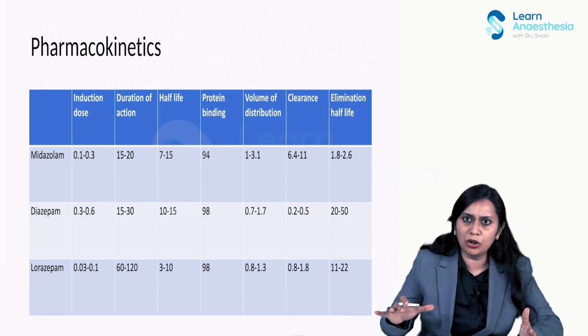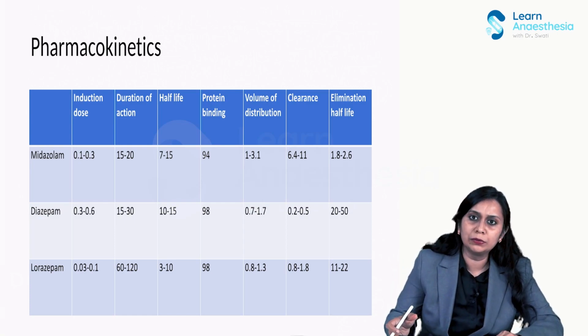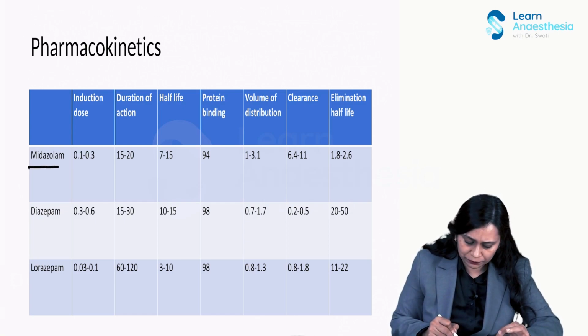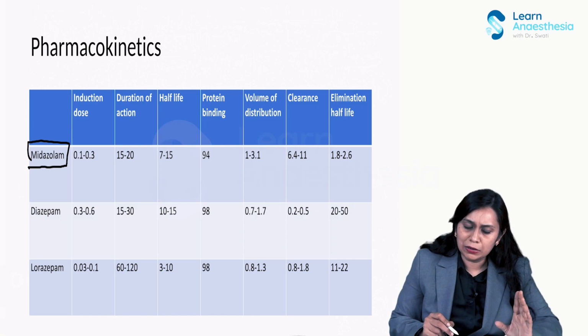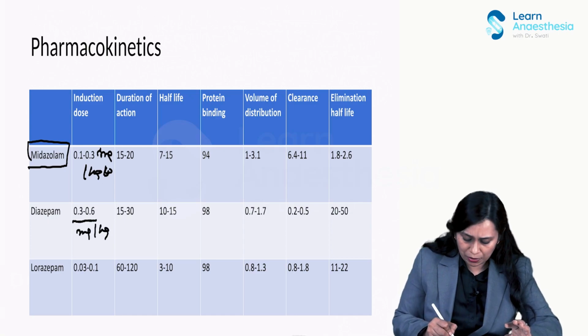Now let us discuss the pharmacokinetics of midazolam, diazepam and lorazepam. I will just compare and contrast them, then it would be easy for us to remember. Okay. So let us see the pharmacokinetics. Midazolam, the induction dose is 0.1 to 0.3 milligram per kg body weight, right? Diazepam 0.3 to 0.6 milligram per kg body weight. Lorazepam 0.03 to 0.1. So lorazepam is definitely the most potent.